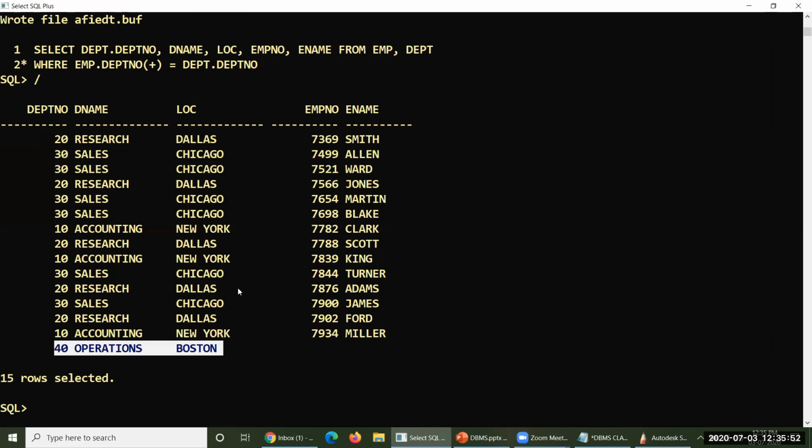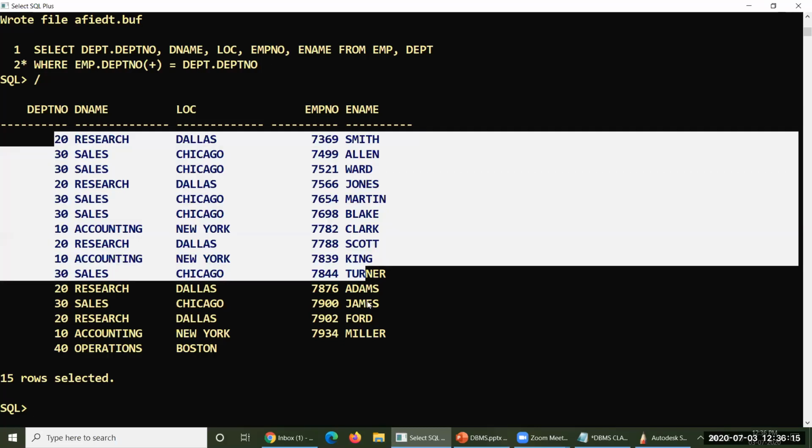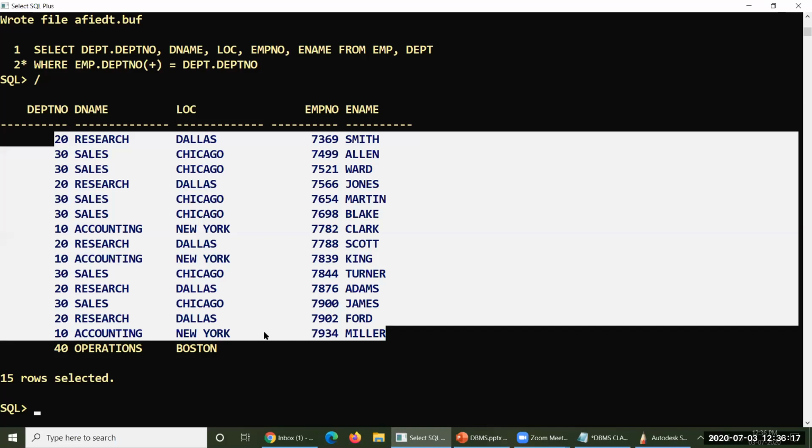Now, the question is, my superior asked me to display the departments which do not have any employees. Display only the department name, department number, and location. Only that information. I don't require any other, I don't require this particular data. I want to display only the department name, number, and location.